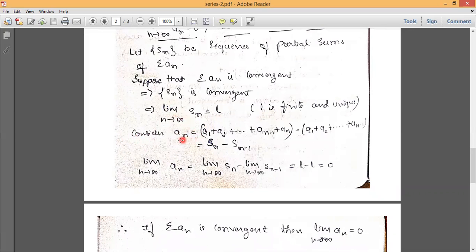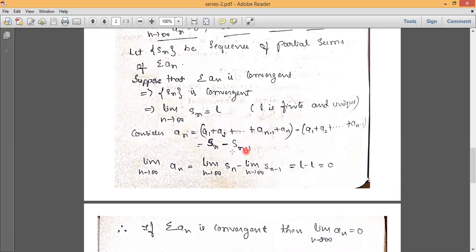Now I am writing the nth term of the series. The nth term an can be written as a1 plus a2 plus etc plus an minus 1 plus an, minus a1 plus a2 plus etc plus an minus 1. Right? This sum is nothing but the nth partial sum, and it can be written as Sn, and this sum is nothing but the n minus 1th partial sum, and it can be written as Sn minus 1. So an is equal to Sn minus Sn minus 1, right?